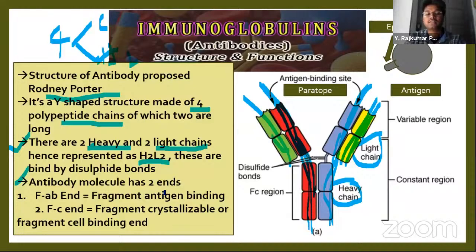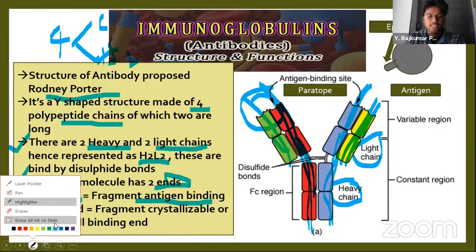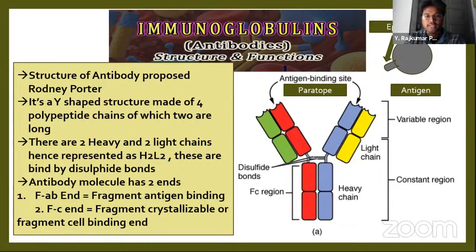Antibody molecules have two ends. The first end is the FAB end, that means fragment antigen binding end. It is also called paratope. On the slide, you can see the diagram, look here, antigen binding site. That means where the antigen comes and binds, the site where the antigen binds is called the antigen binding site, or it can be called paratope.